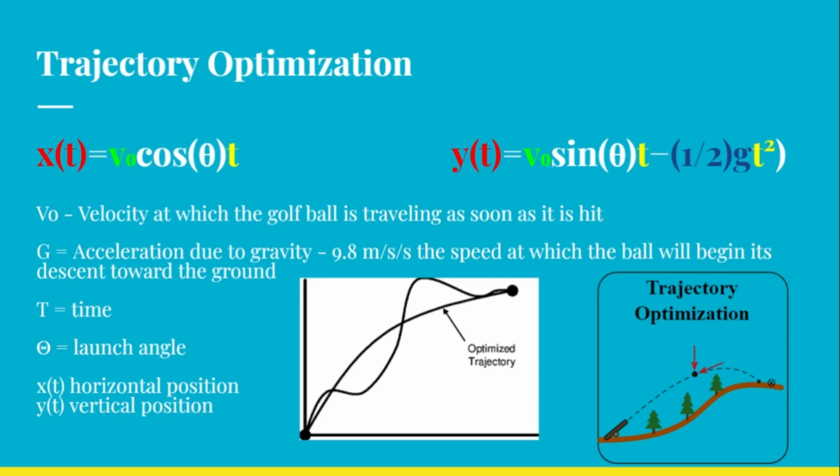The cosine and the sine with the launch angle are the most effective. Those change the equations the most. So if there's a different launch angle, there's going to be a vastly different equation. And these two visuals on the bottom right show an example of trajectory optimization, where there's going to be a more efficient way to a ball flight, for example.